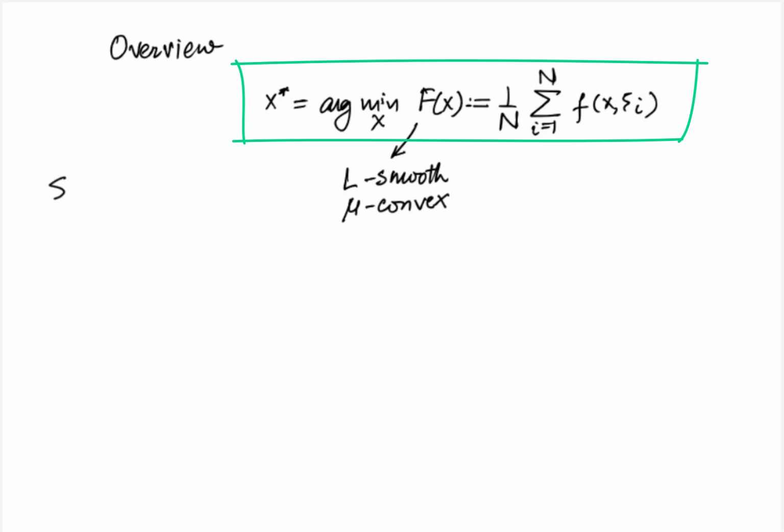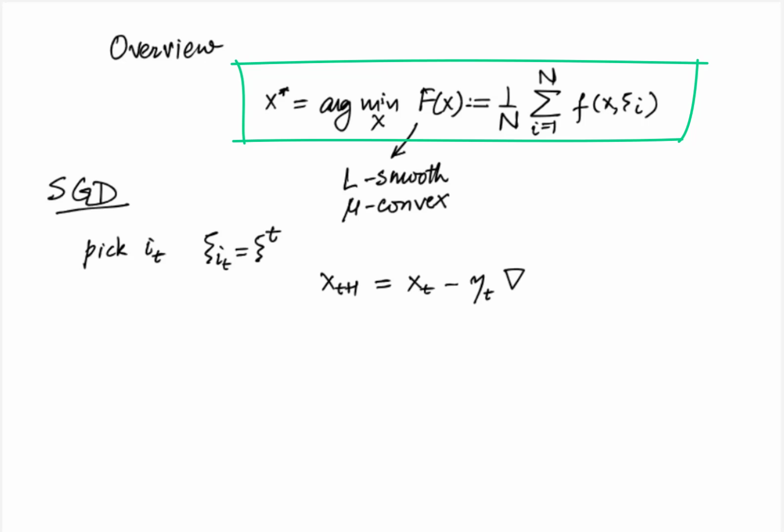We will use the stochastic gradient descent algorithm where we pick a random index i t that corresponds to a random data point xi of i t. Henceforth, we will denote this random point by xi superscript t. Then the update is of the form x t plus 1 equal to x t minus eta t into gradient of f at x t comma xi of i t.